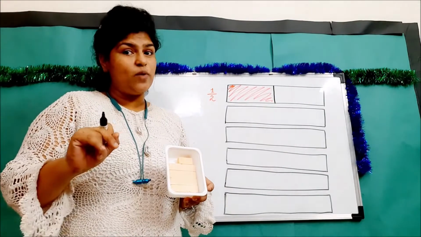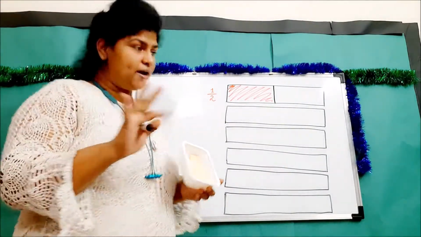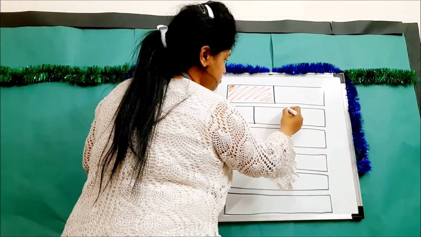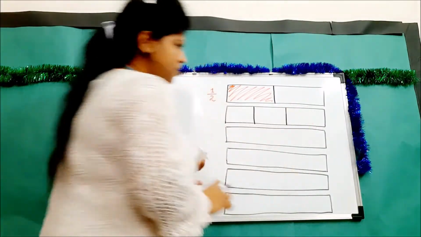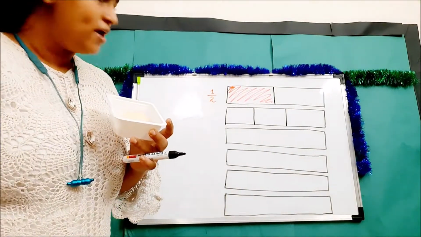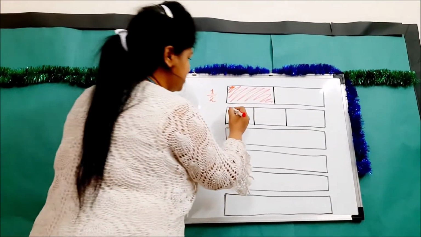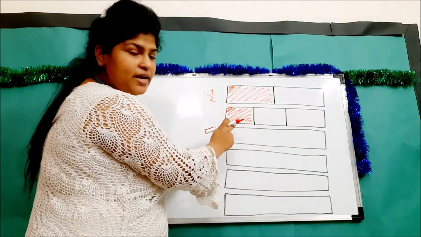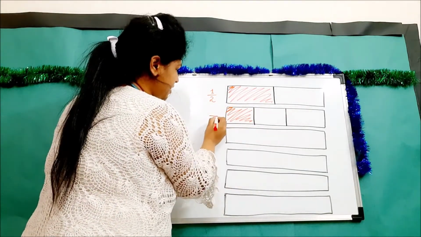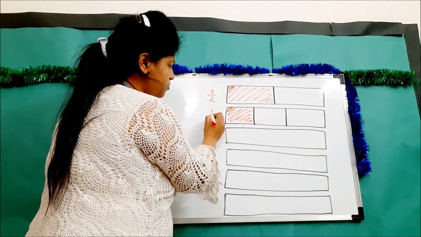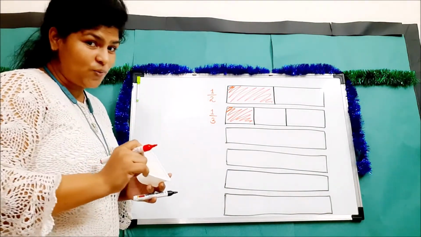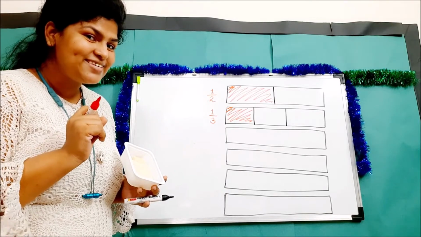Next, I'm going to divide this strip into 3 parts. Clear? So, 1, 2, and 3. Clear? And I'm going to take one piece of these 3. What is this shaded portion called? It will say that हम 3 थे, 3 में से मैं कौन हूँ? मैं 1 हूँ. Correct? Now, see the size?